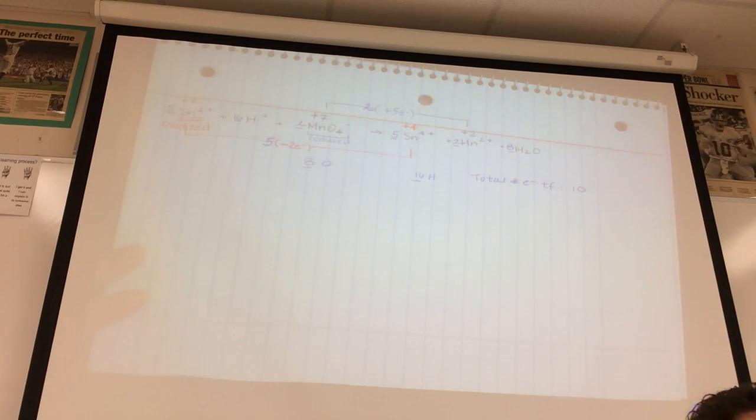Let's look at the next example. Iron 2 chloride reacts with nitric acid. Why did I break up the nitric acid on the left side of the equation? It is a strong acid. It's a strong acid.